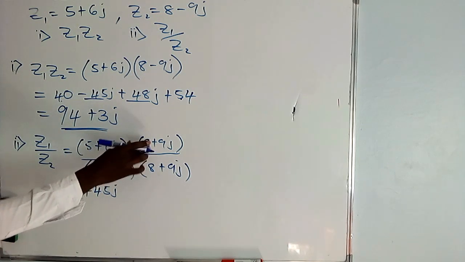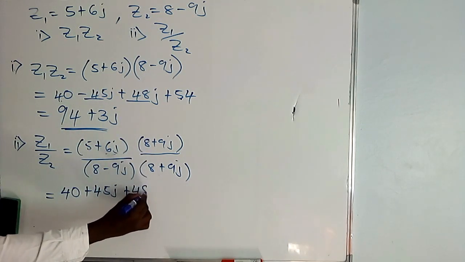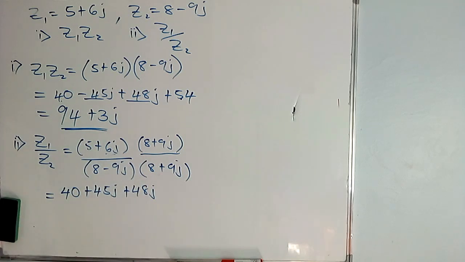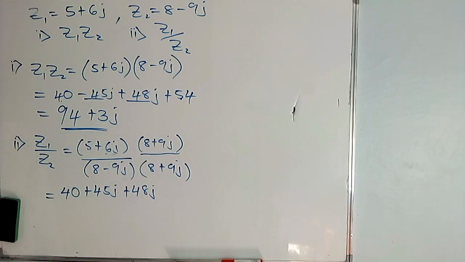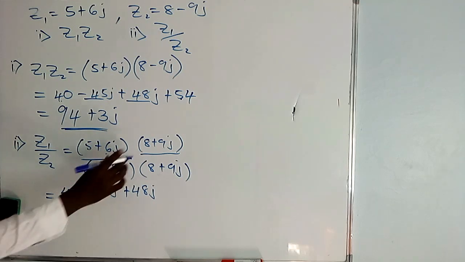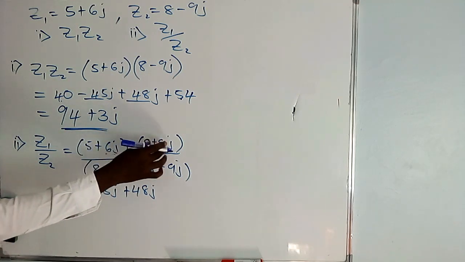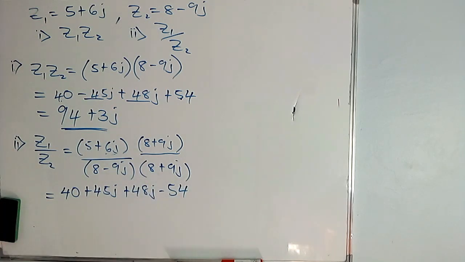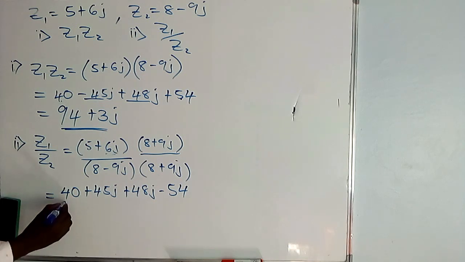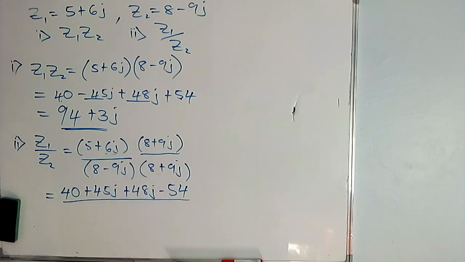So 6j times 8, you get 48j. Then 6j times positive 9j. So 6 times 9, you get 54. j times j, you get negative 1. So 54 times negative 1 is negative 54. You are done with the numerator, isn't it?